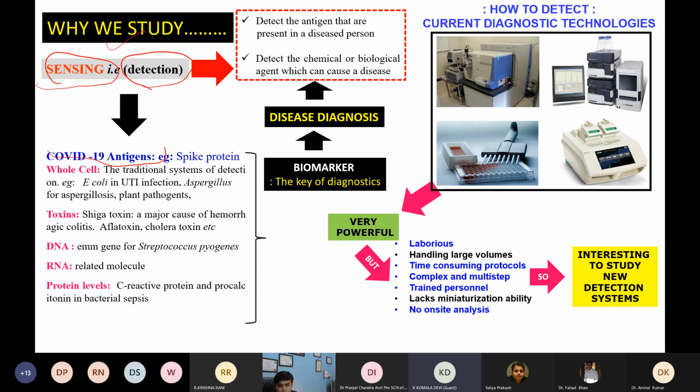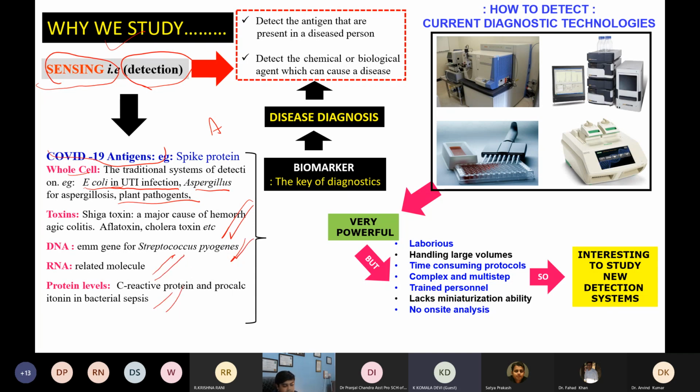Very much, everybody's talking so much about COVID-19, and that's a whole cell. You can see examples: Escherichia coli, UTI infection, Aspergillus niger, Aspergillus flavus, Aspergillus fumigatus. Every type of species and genus that I've mentioned appears in plant systems. You can obtain those from the plants. Plant pathogens, any kind of plant pathogen, is very much possible to detect using these sensors. The toxins, aflatoxin B1, any other toxin, DNA or gene, basically RNA and protein levels.